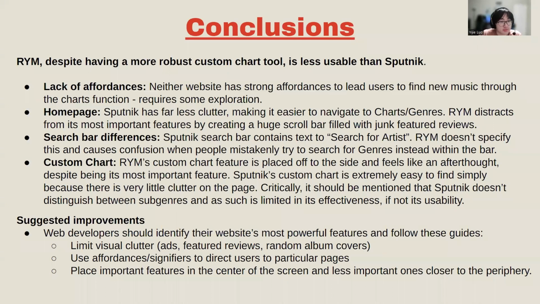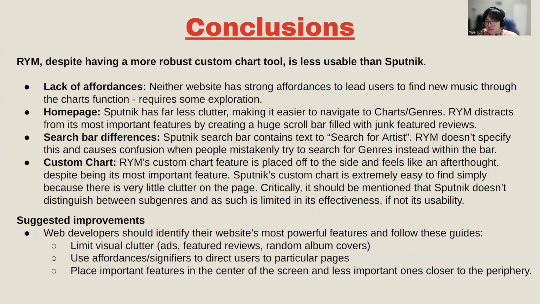Overall, our users found that Rate Your Music, despite it having a more robust custom chart tool that allows you to sort not just by general genres, but by hundreds of different subgenres and a year range, is overall less usable than Sputnik because it's simply so difficult to find and has no affordances that would lead you to even use the tool or find it to begin with. So both websites had a general lack of affordances. Sputnik at least has in their search bar something that helps you find artists. Rate Your Music doesn't really have any of that. It's very difficult to navigate throughout the website.